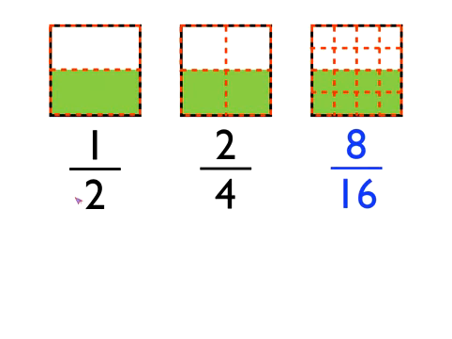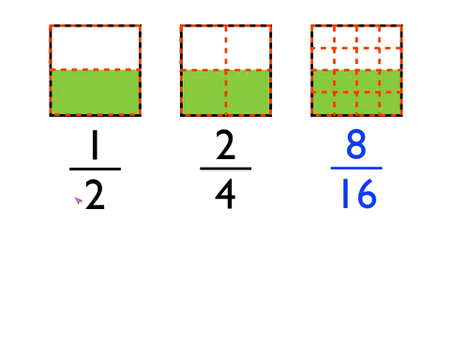Have a look at the third square now. Now I've split that square up into 16 little equally sized pieces, little squares, and you'll see that I've now shaded in 8 of them. So we could also describe the proportion of that square that's shaded in as 8/16.